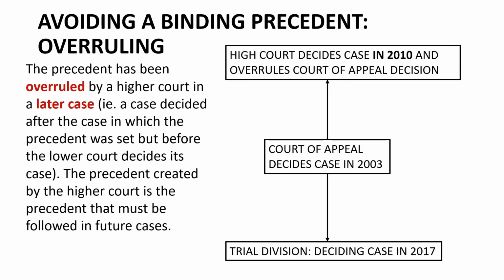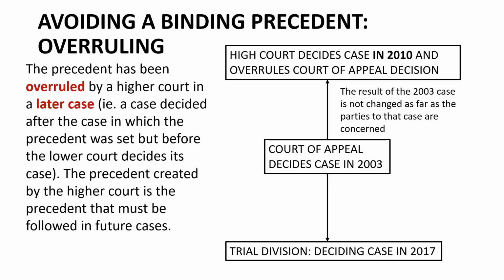Let's also suppose that in 2010 the High Court overruled the precedent established by the Court of Appeal in the case in 2003. This means that the High Court decided that the precedent established by the Court of Appeal in 2003 is not correct, and so it overturned, or as we say, it overruled that precedent. In such a case, the result of the 2003 case is not changed as far as the parties are concerned, because that case was heard and decided a long time ago in 2003. It's over and done with.